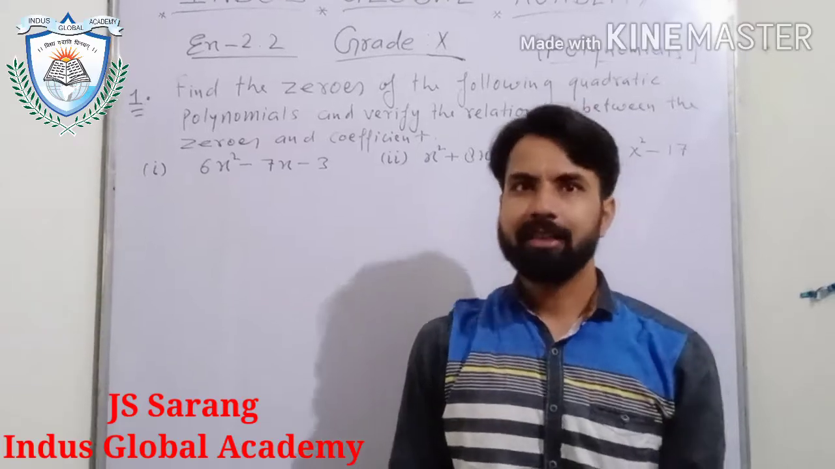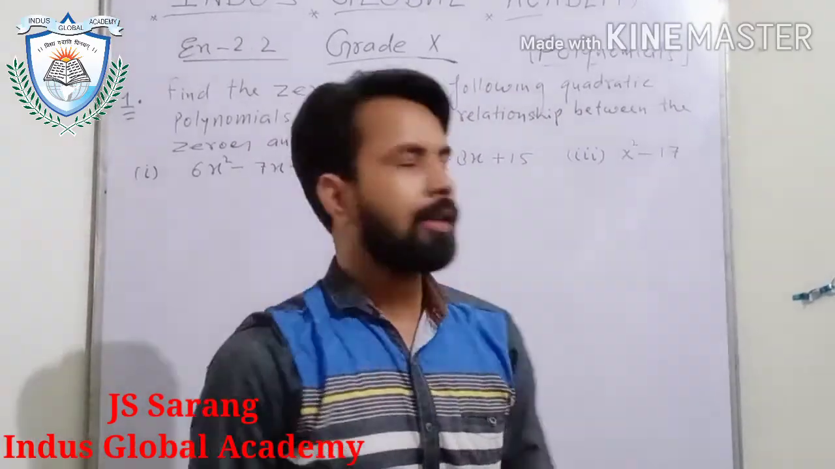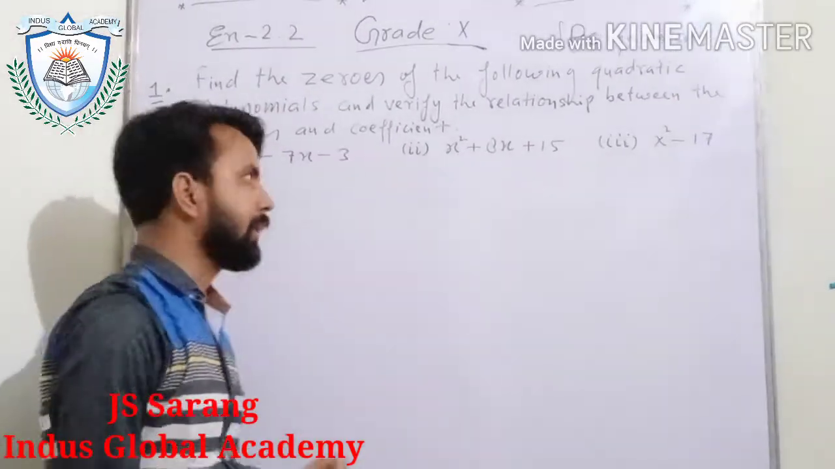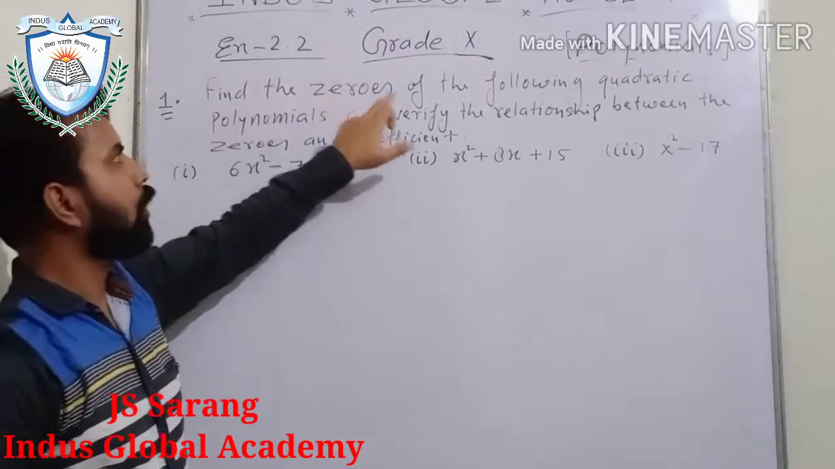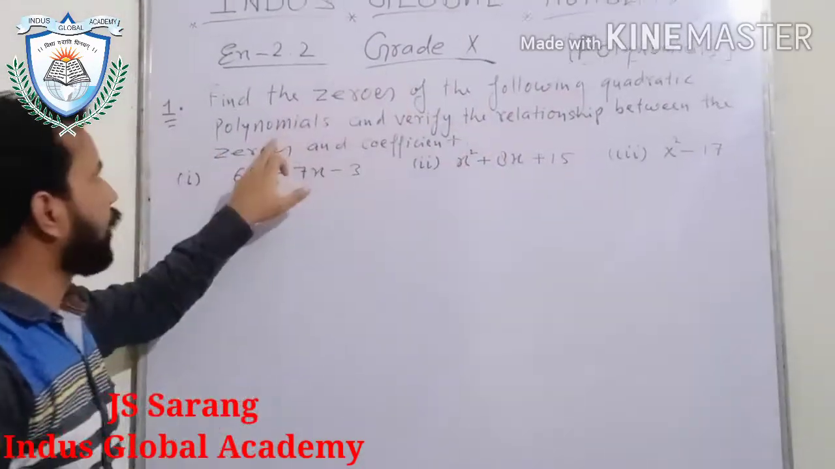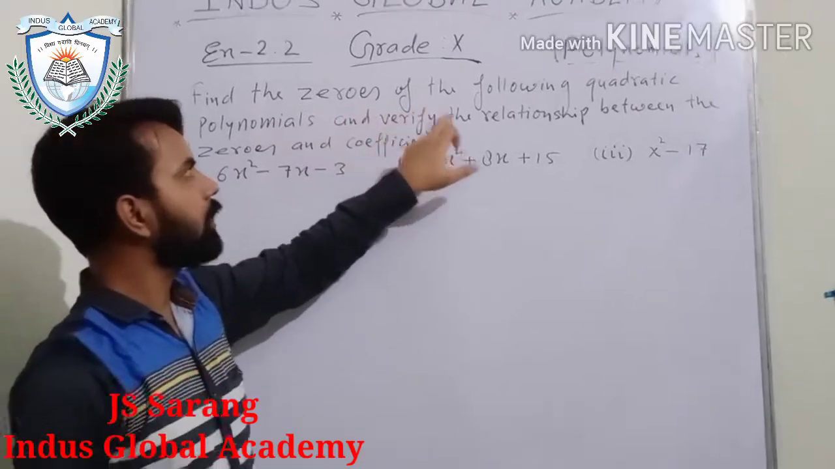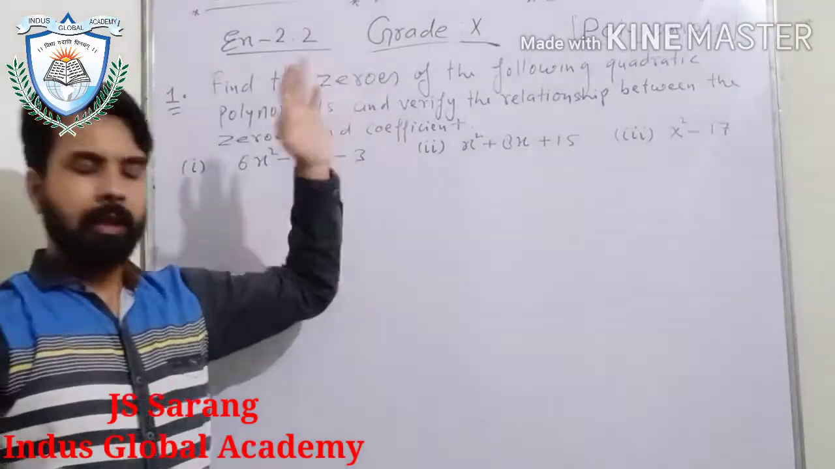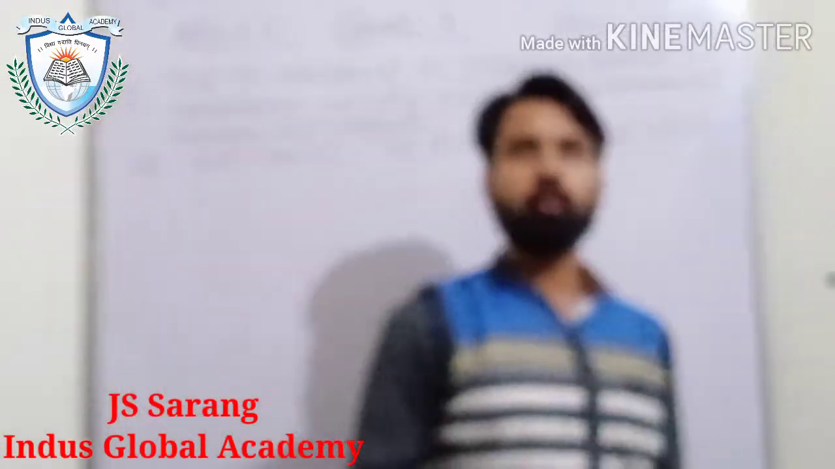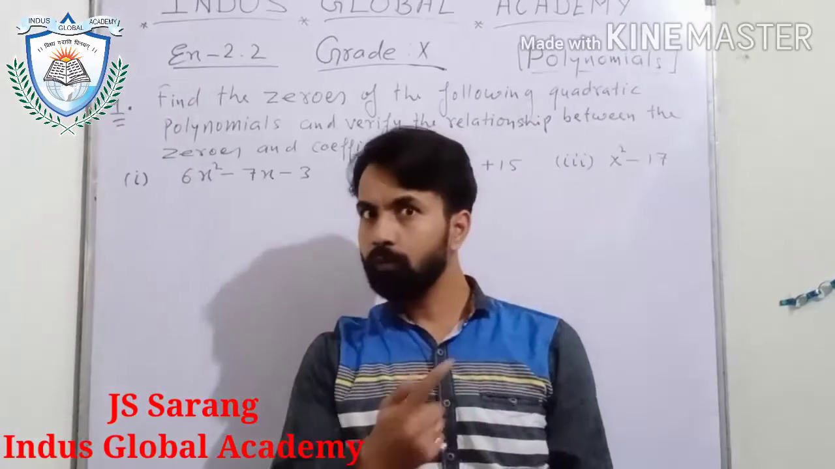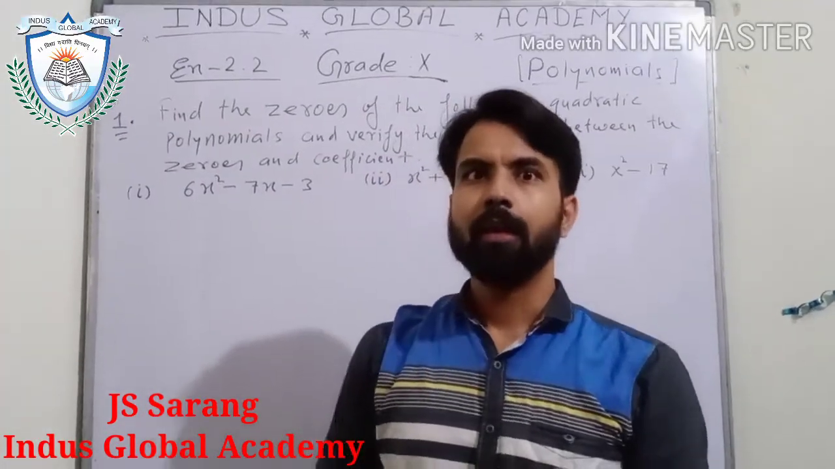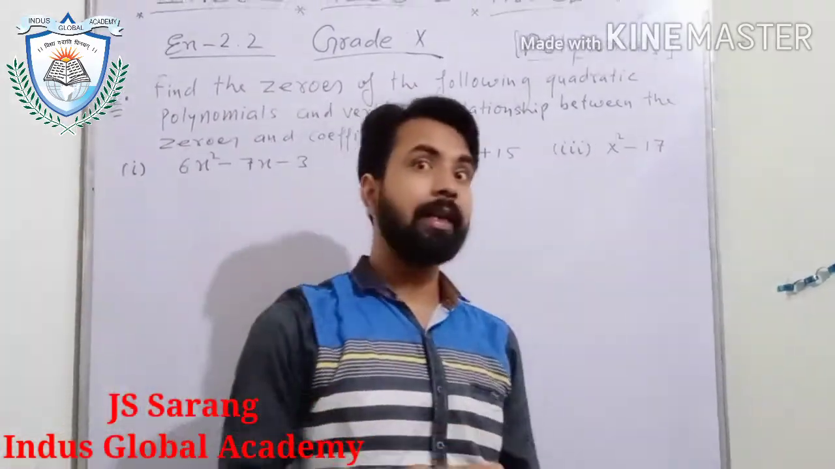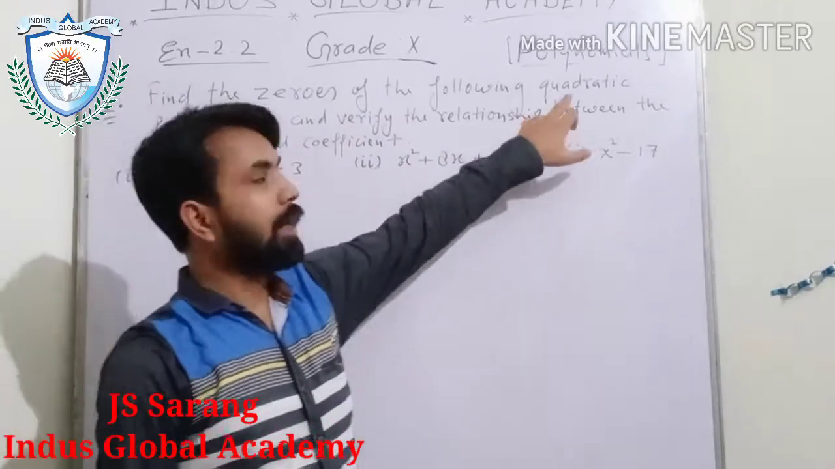Now students, let's start our second exercise of polynomials, that is exercise 2.2. Here the very first question is, find the zeros of the following quadratic polynomials and verify the relationship between the zeros and coefficients. In the very first question, some quadratic polynomials are given. You know what a quadratic polynomial is? A polynomial whose degree is 2 is known as a quadratic polynomial.